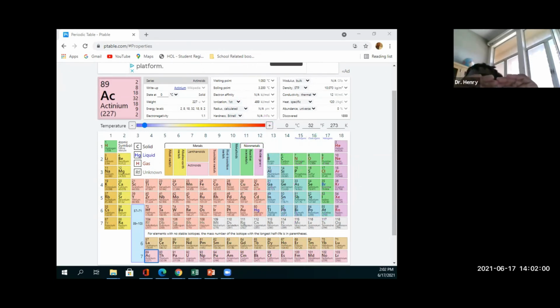So when we talk about those ions, how does that affect those electrons? It changes everything, right? Okay, but before we get there, I'm going to teach you a shortcut.